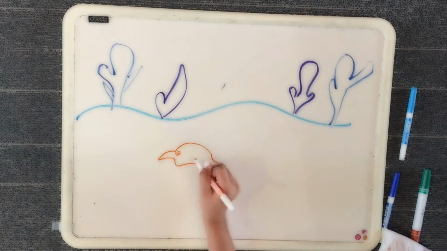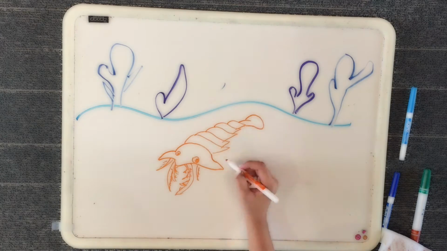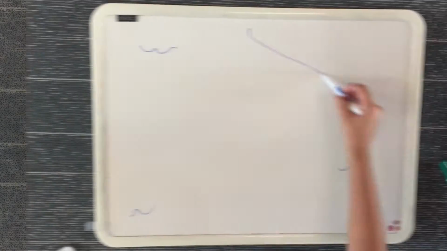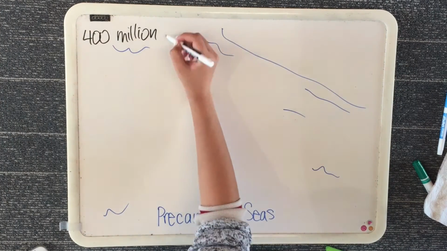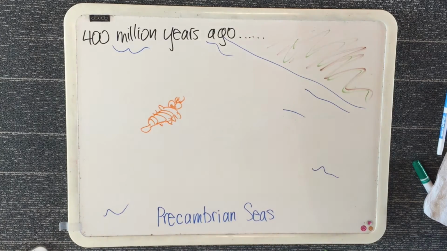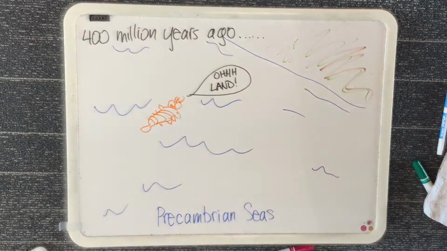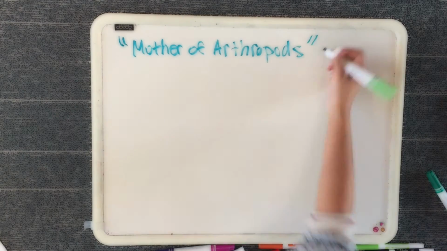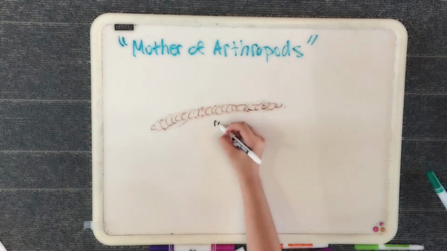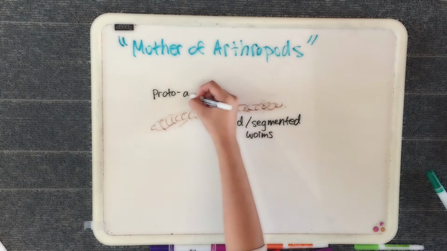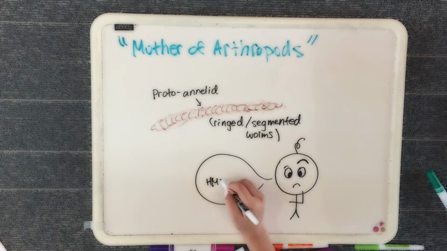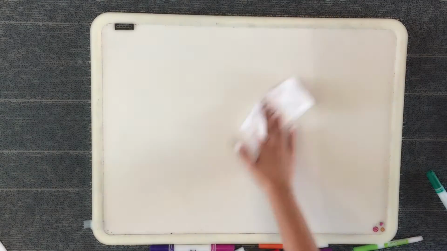For example, Sanctocaris, which translates to holy shrimp, grew to 9 centimeters and caught prey using its spiny mouth appendages. Sanctocaris was most likely a chelicerate which started in the Precambrian seas and invaded land more than 400 million years ago. The mother of all arthropods has been suspected to be protoannelids, which are ringed segmented worms and have evolved more than once. However, since they had soft bodies, they decayed rapidly, so scientists aren't 100% sure.